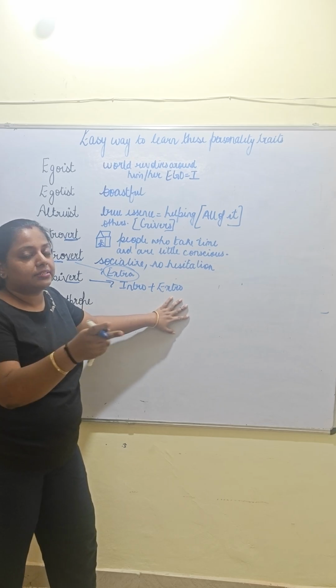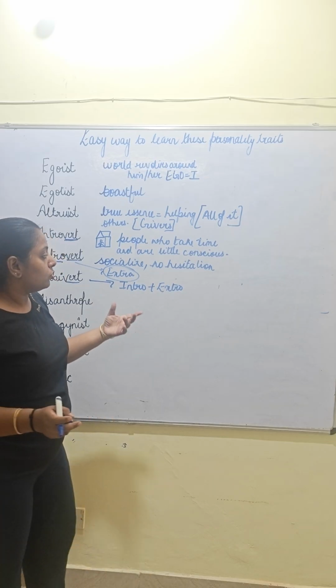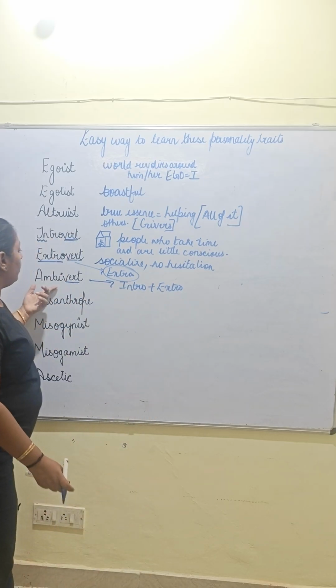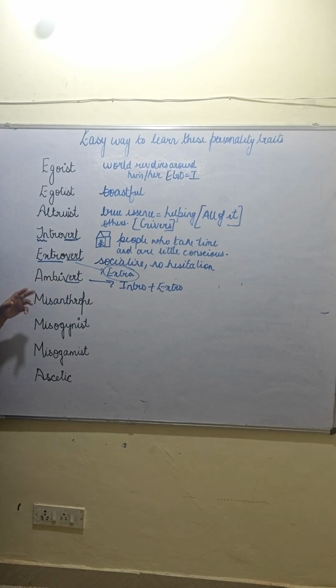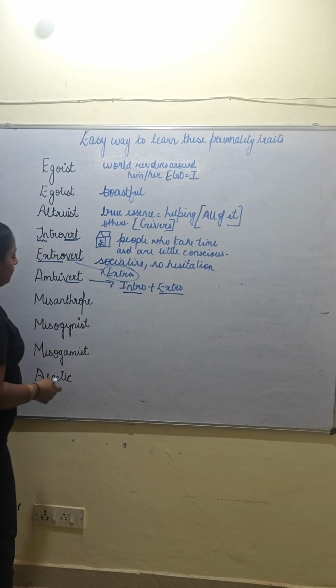They do say, okay, this thing is right and this thing is wrong. This should not be done and this should be done. So whenever there is a mixture of introvert and extrovert, such people are called ambivert. Okay, so you can learn ambivert. There is a combination of introvert and extrovert.